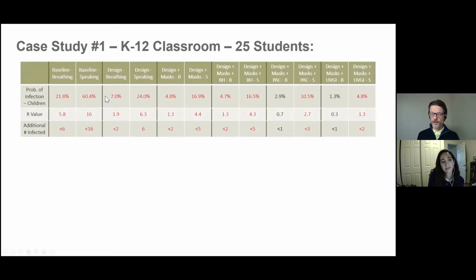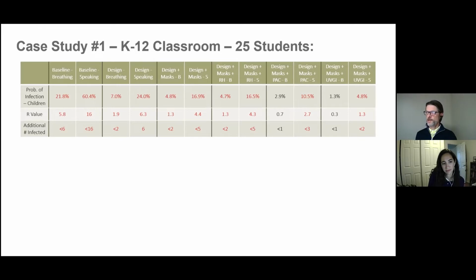With that very low outside air, MERV 7 filter, and nobody wearing masks, right? And no other strategies in place. So it's a pretty high probability of infection. The next one is the design where we're just increasing the outside air and the filter level. And then the next set here, we add masks on top of that.